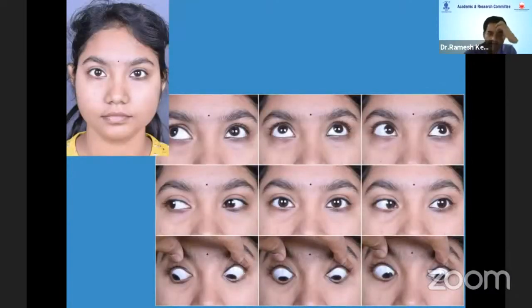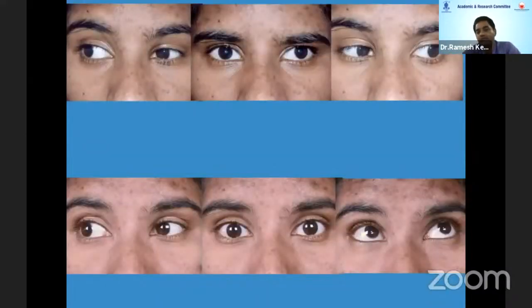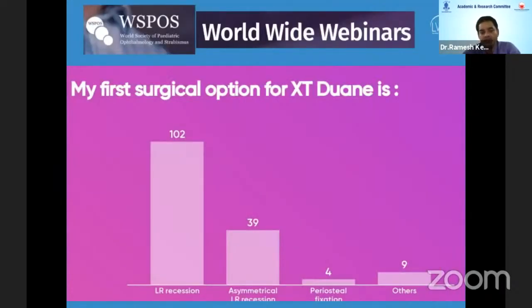This is the very recent follow-up of the same girl who had surgery almost 9 years ago. She's doing very well over a period of time. So in these cases, I would suggest simple unilateral or bilateral lateral rectus recession works very well. In the absence of severe retraction, you can even do a resection of the medial rectus as well. This is again a bilateral case where simple lateral rectus recession has been done. So this is the trend. Most of the people do this.